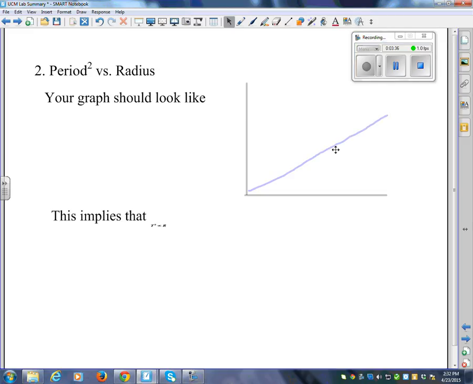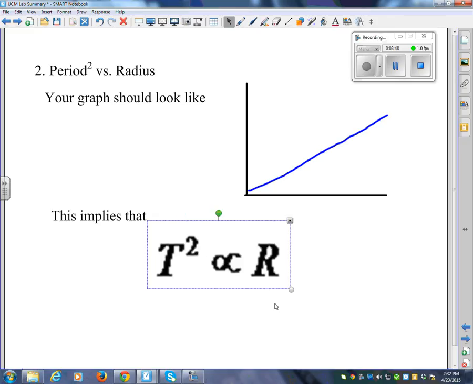Straight line. Did you get a straight line for part 2? Ish? Yeah? This implies that T squared is proportional to R. The period squared is proportional to R. The bigger the radius, the bigger the T squared.